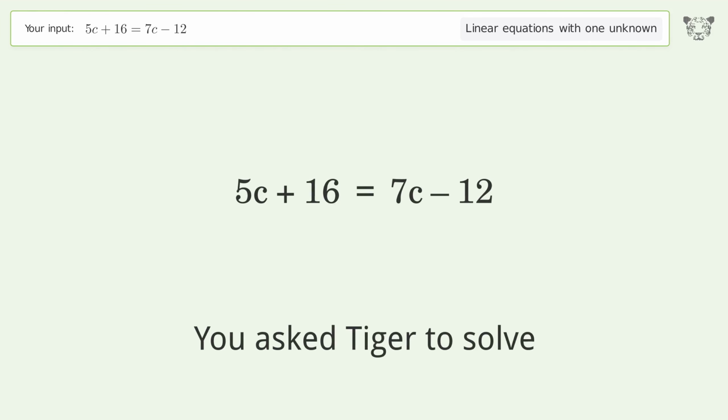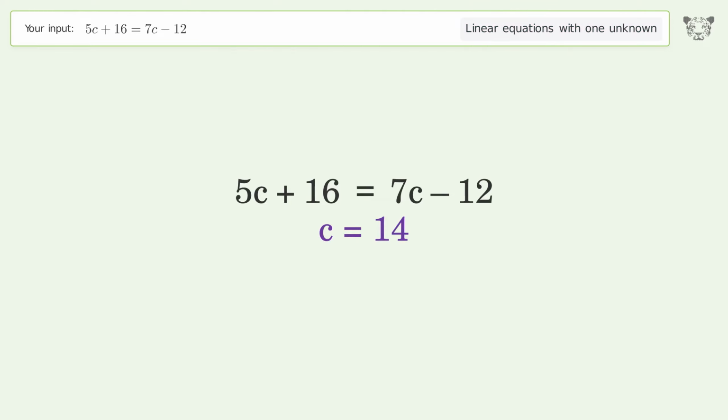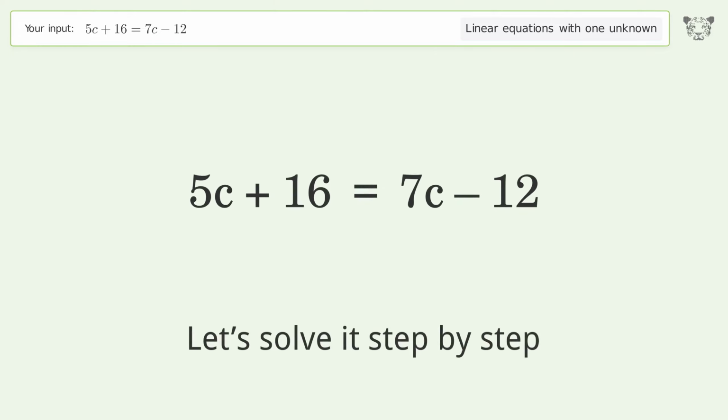You ask Tiger to solve. This deals with linear equations with one unknown. The final result is c equals 14. Let's solve it step by step.